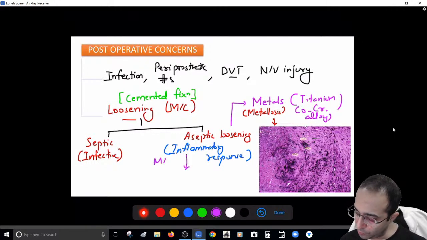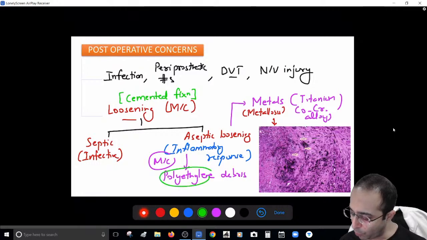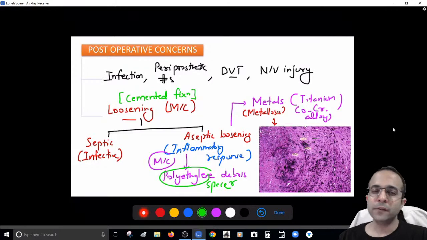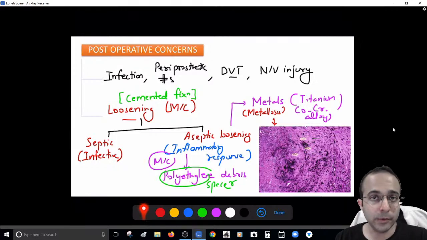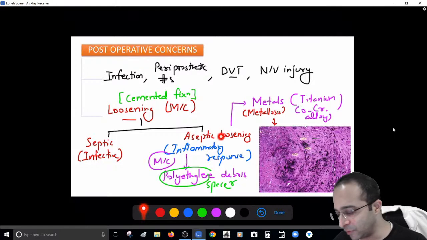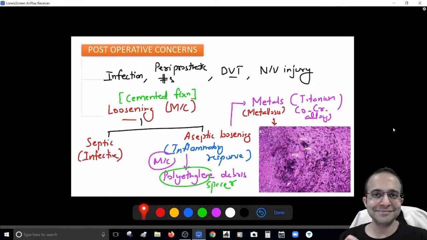Otherwise, the more common cause of aseptic loosening actually tends to be the polyethylene debris, that polyethylene spacer, that rubber we put between the two metals. See, rubber is a weak substance. So when there are repeated movements, this rubber will be crushed and some debris will be generated. Those debris act as a source to which the body mounts an inflammatory response, and the inflammatory mediators lead to lysis of the cement, leading to loosening.